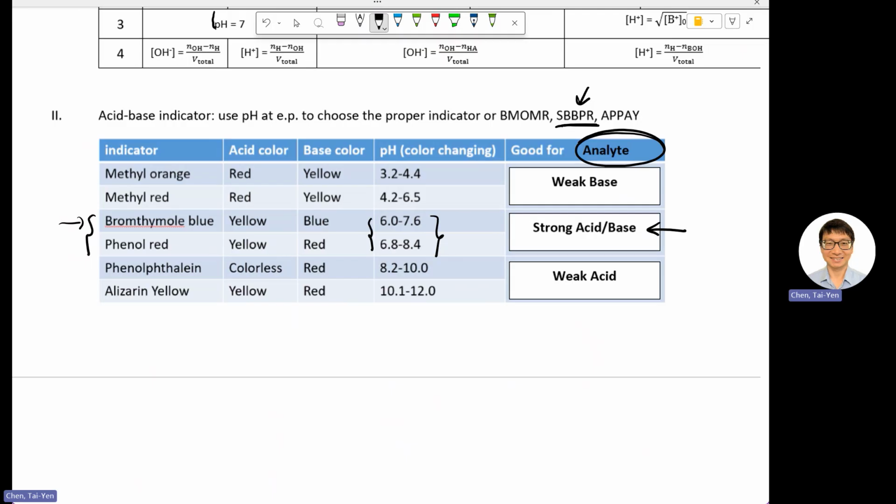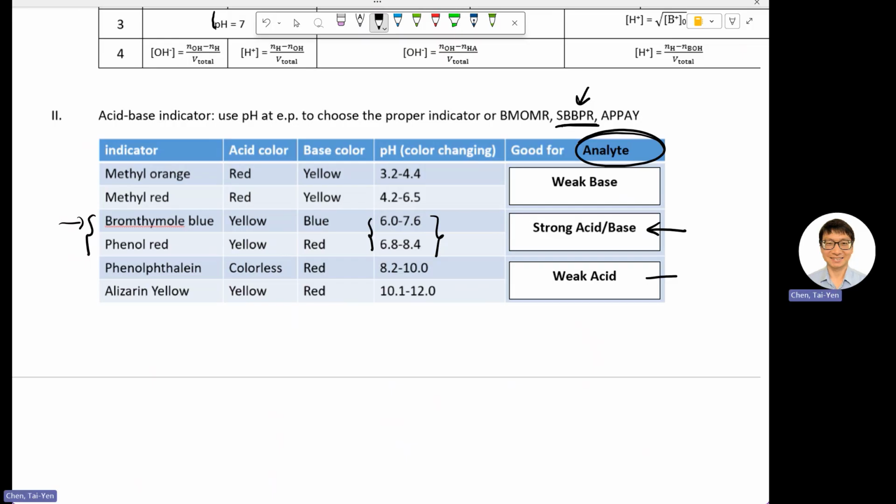If you have ever watched the conceptual YouTube video that I recorded, the way I memorize this is I use the so-called "sleeping baby is treated", right? SBE, sleeping baby is treated beyond. Okay, so I can memorize what indicators I choose when my analyte is a strong acid or strong base.